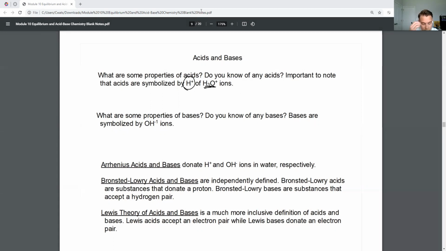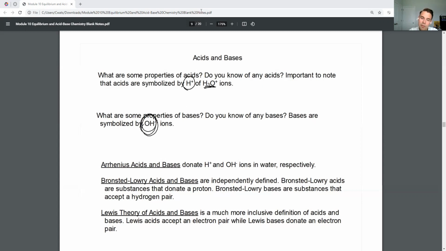Properties of bases: bases are bitter. When you touch them, they feel slippery. Some bases that we know: ammonia, baking soda. Anything hydroxide is a base, because remember when we talked about our base nomenclature, hydroxide, that's our polyatomic ion hydroxide, that makes it a base.